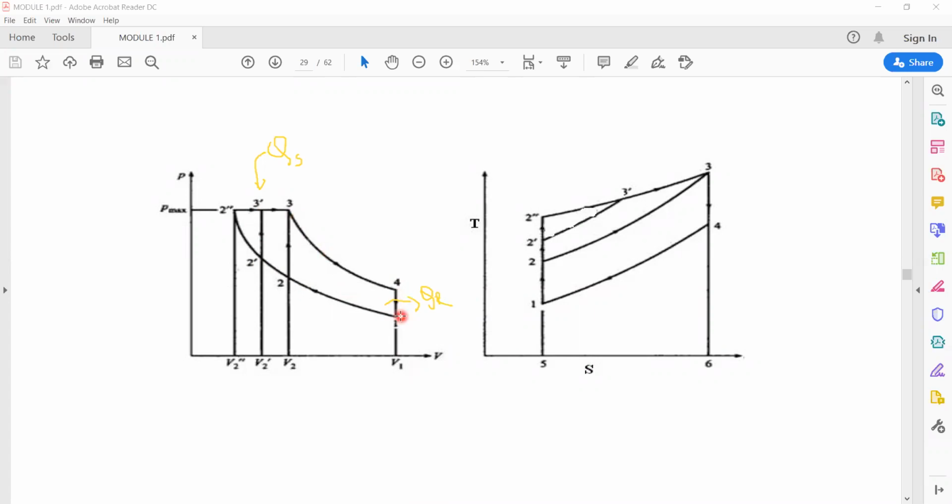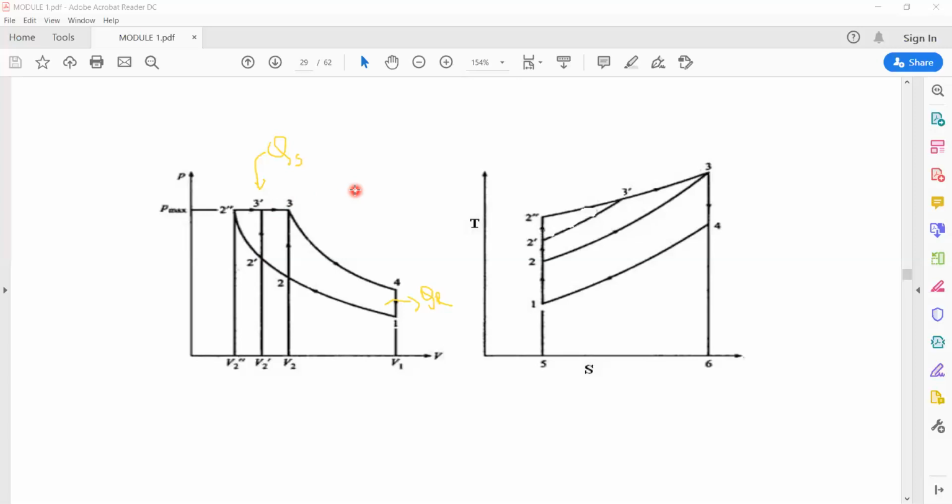So this is the dual cycle, because 1 to 2 is adiabatic compression process. 2 dash to 3 dash is the constant volume heat addition. 3 dash to 3 is the constant pressure heat addition. 3 to 4 is adiabatic expansion, and 4 to 1 is constant volume heat rejection process. So if we have the heat addition partially at constant volume and partially at constant pressure, that is known as the dual cycle.